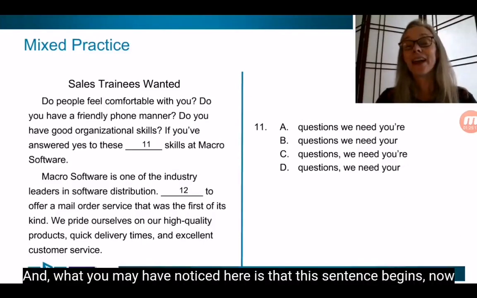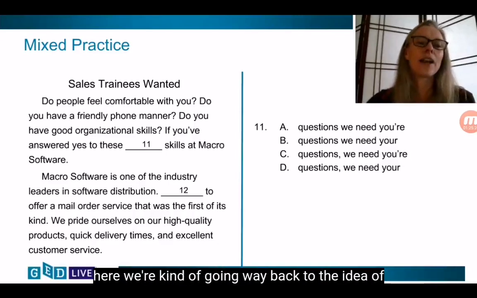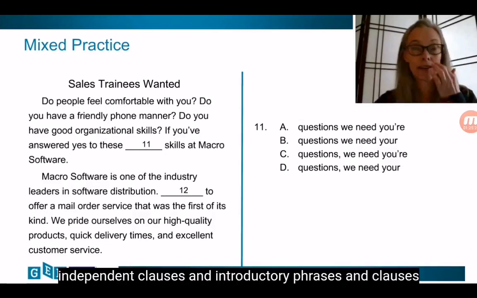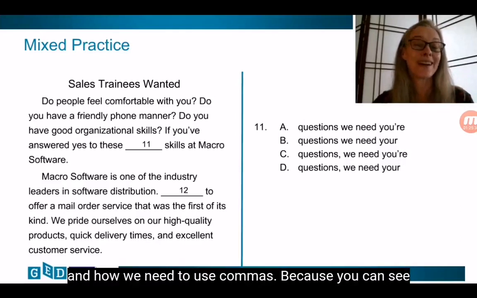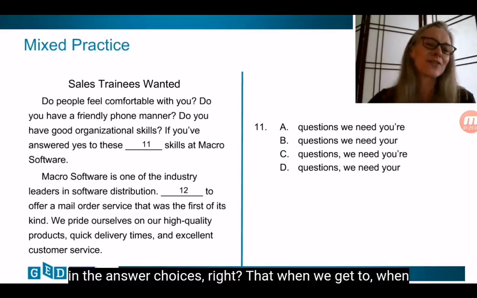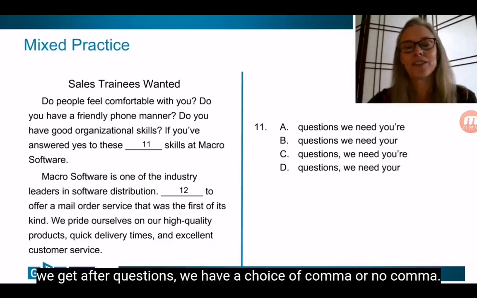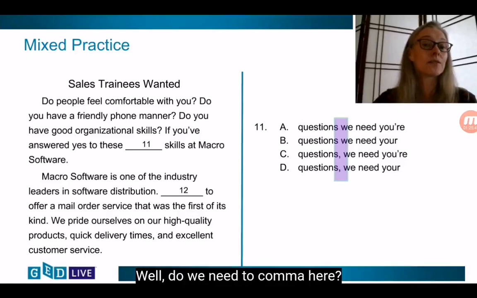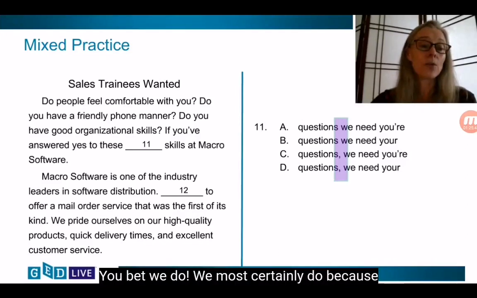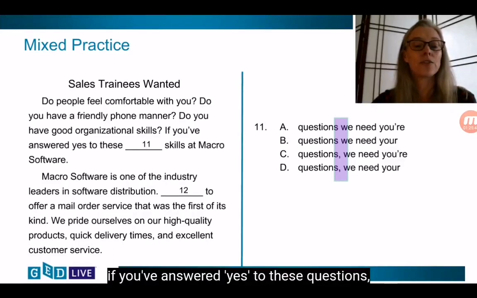And what you may have noticed here is that this sentence begins. Now here we're kind of going way back to the idea of independent clauses and introductory phrases and clauses and how we need to use commas. Because you can see in the answer choices that when we get after questions, we have a choice of comma or no comma. Well, do we need a comma here? You bet we do.